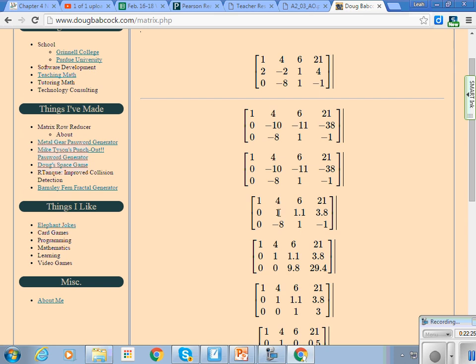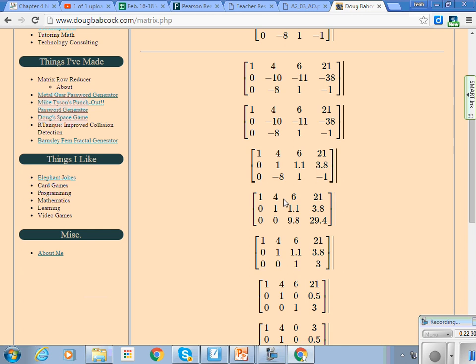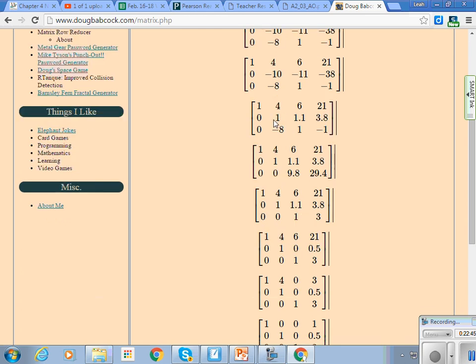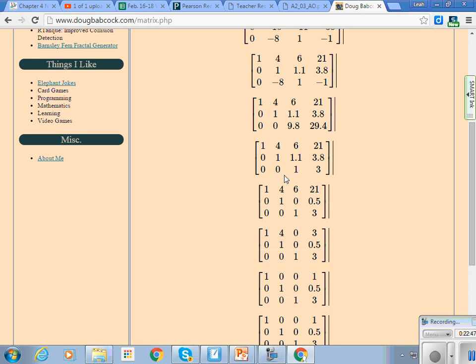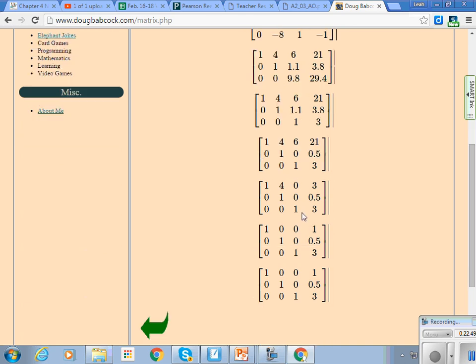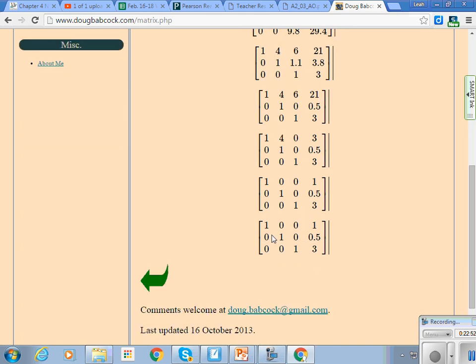Then it divided this row by -10. Then it got rid of, so -8. Multiplied this by -8 and added it to the bottom. So this performed all of the operations for us, so we get this final result.